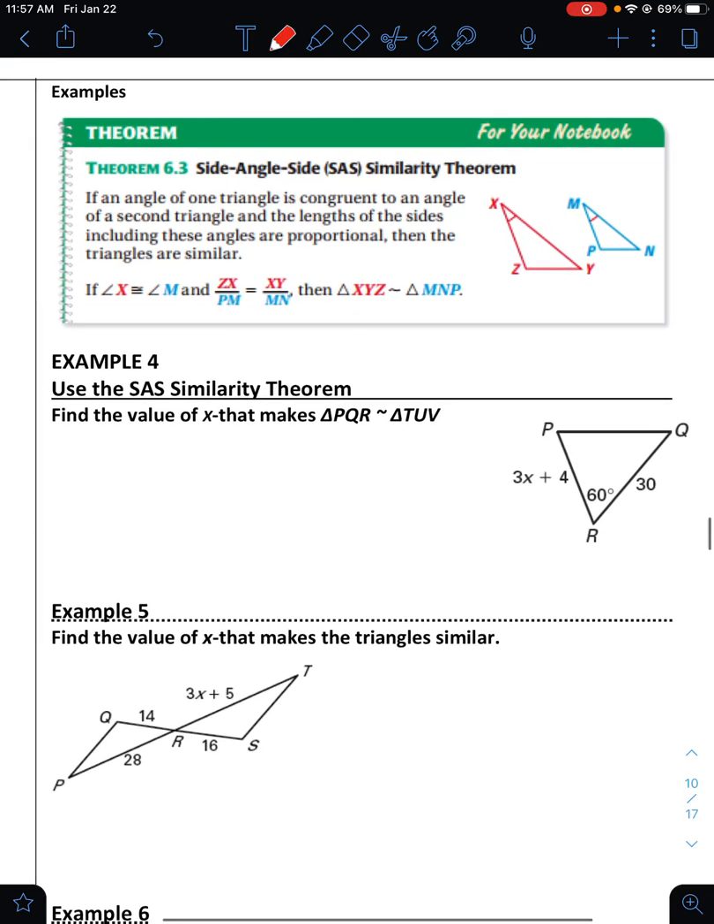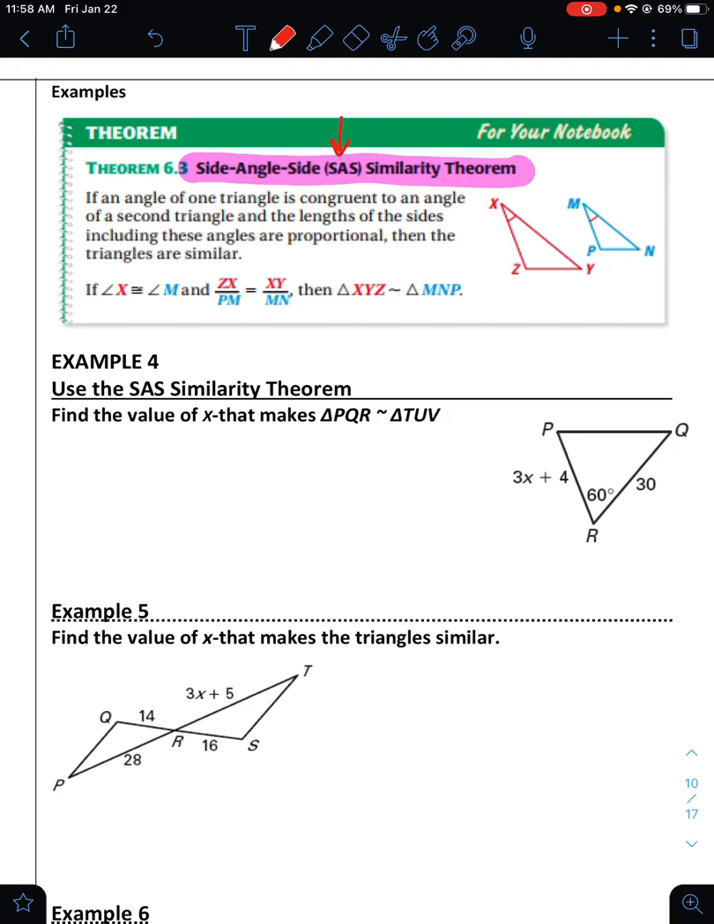All right, our next theorem here is called the side angle side similarity theorem, SAS. So again, it sounds very close to the SAS congruence theorem, but it's a little different. The two sides are going to be proportional. The one angle has to be congruent because that's the definition of similarity. And because the A is in between the two S's, on your diagram, the A in question has to be in between the two sides.